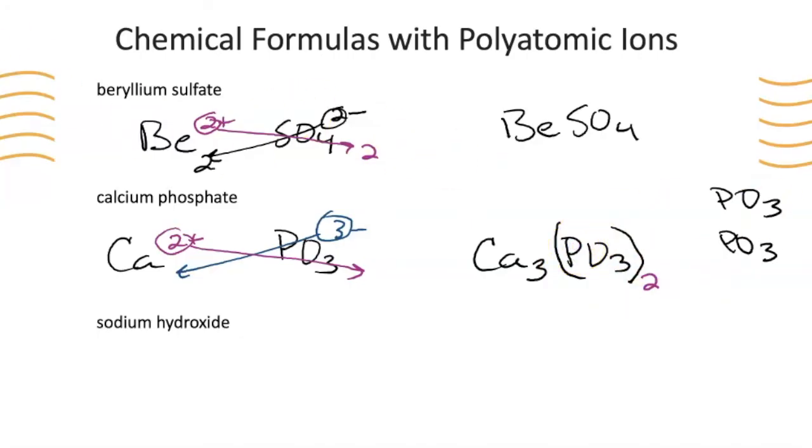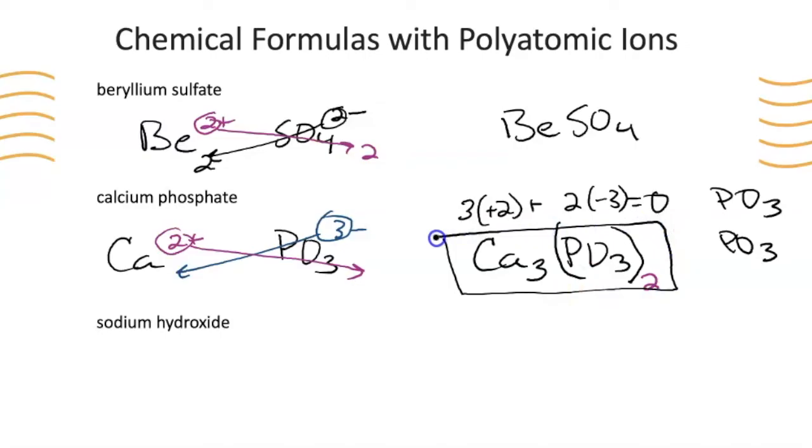So let's do a quick math check here. We have 3 positive 2s and we have 2 negative 3s. So positive 6 plus negative 6 will give us 0. This is our chemical formula.